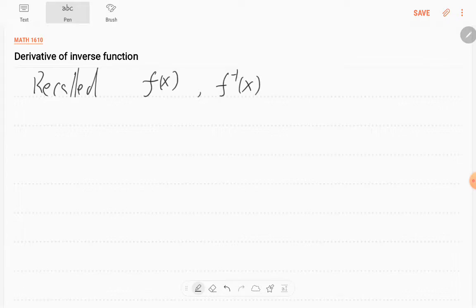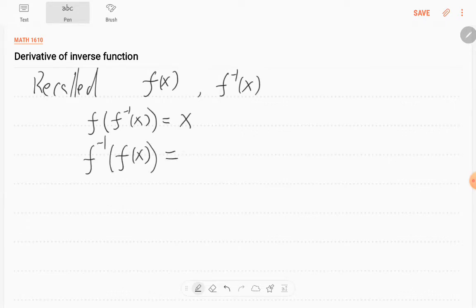If these two functions are inverse functions, then the composite function f of f inverse would be x, right? And f inverse of f of x is also x.